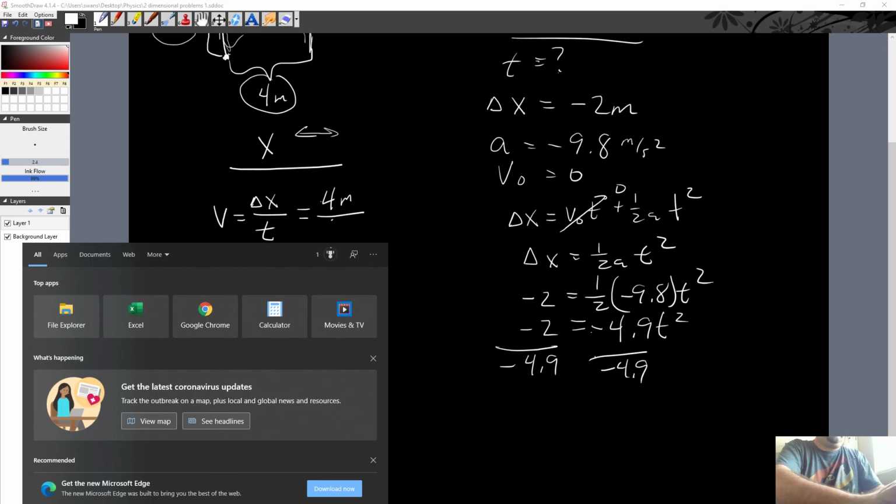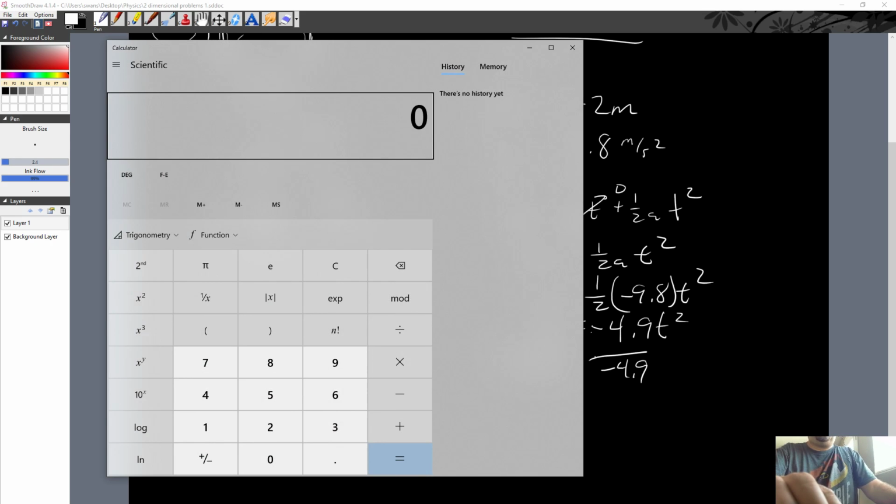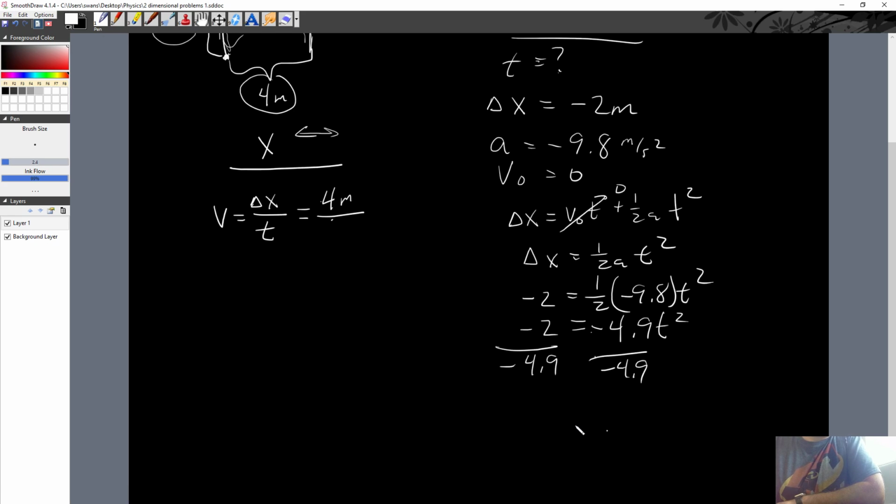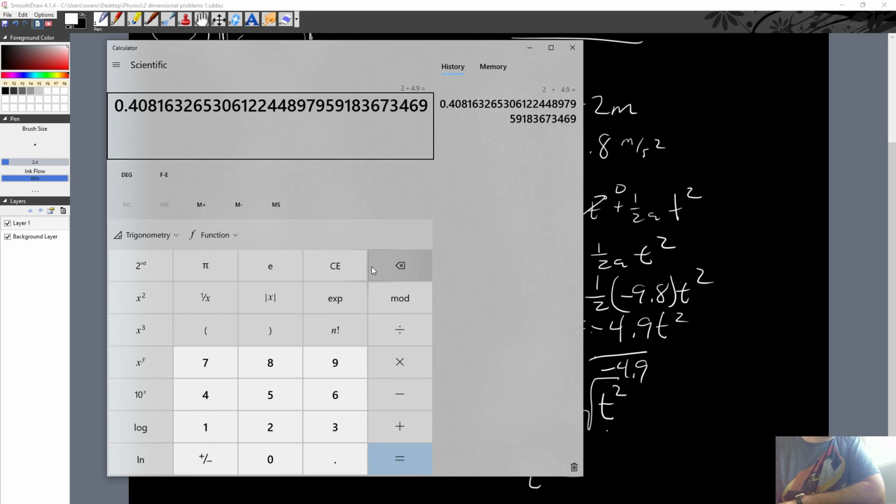So let's do that math real quick. Let's bring out the calculator. And we're going to do 2 divided by 4.9. And then I'm going to get 0.4. But we're not done yet because that's what time squared is. I don't want to know what time squared is. I want to know what time is. So let's square root both sides. And we'll get t is equal to the square root of that. I know it's not exactly 0.4, it's 0.408. This is more accurate.